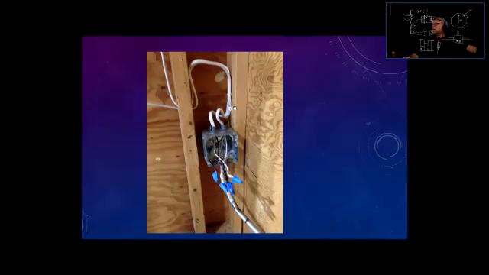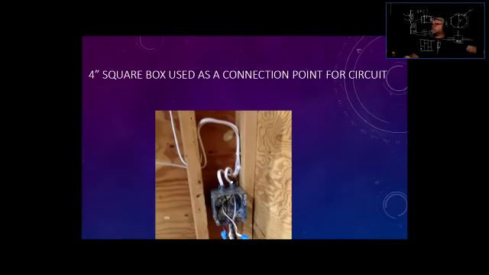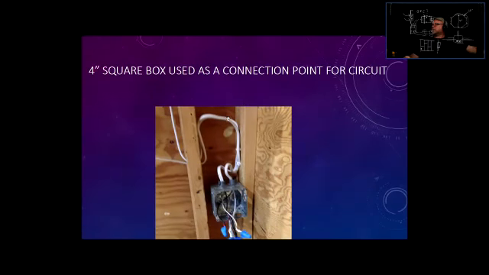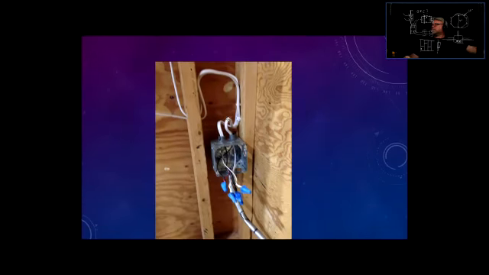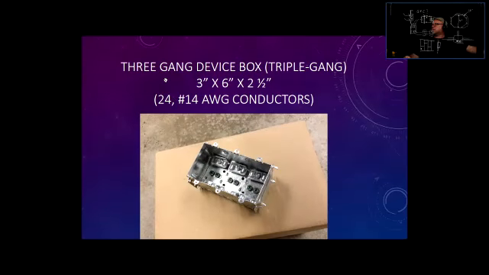You see, there are a couple wires going from the top, and there's one wire going from the bottom, and there are some wire connectors placed on that. So there's no devices. There are no devices here. It is being used as a junction box or a connection point. Sometimes you will have to do that as well.